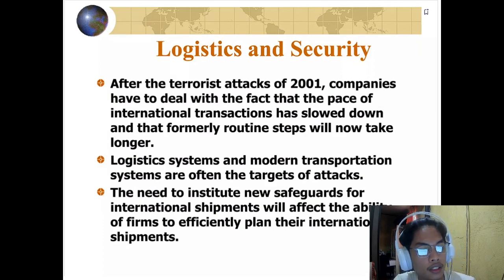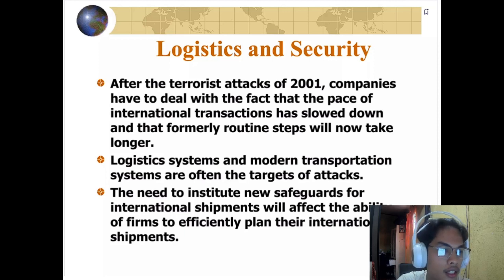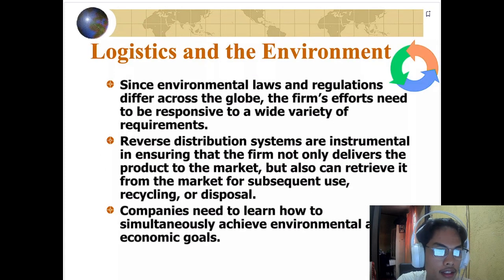So, moving on to logistics and security. After the terrorist attack of 2001, companies have to deal with the fact that the pace of international transactions has slowed down and that formerly routine steps will now take longer. Logistics systems and modern transportation systems are often the targets of attacks. So, the need to institute new safeguards for international shipments will affect the ability of firms to efficiently plan their international shipments.